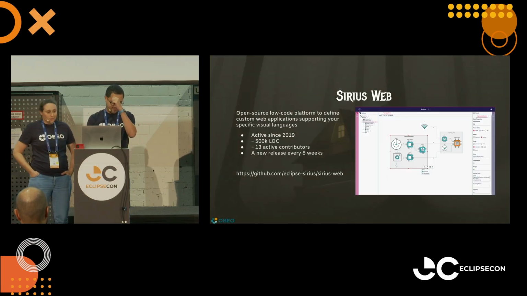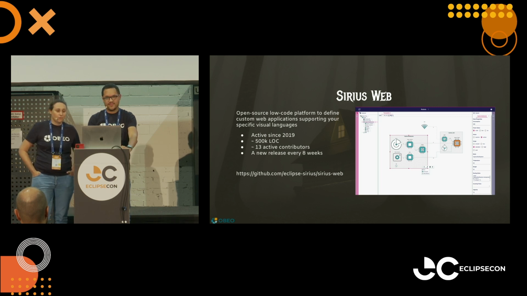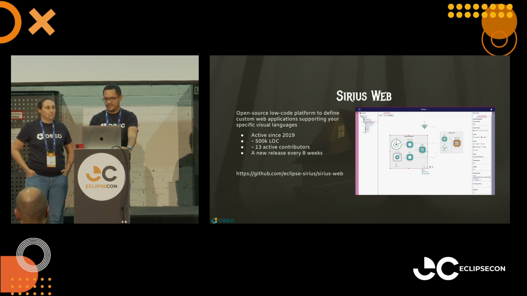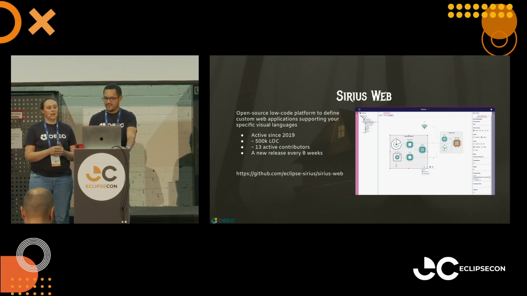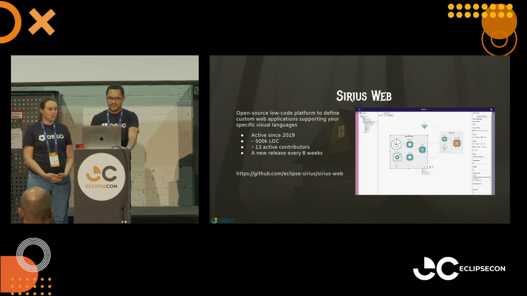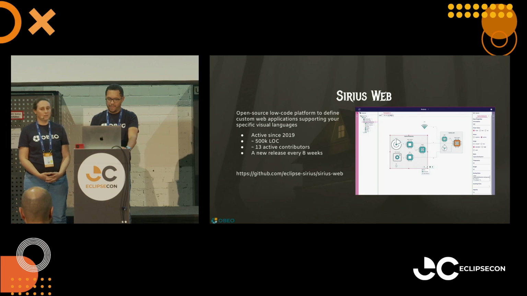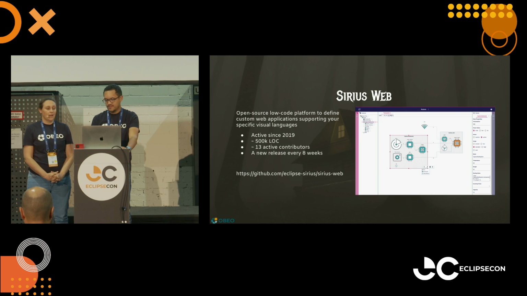So, we're here to talk about architectural change, of course, but first, let's share a bit about our context. The story we are going to tell you took place around an open source software project called Sirius Web. Sirius Web is a low-code platform that allows users to create web applications for graphical languages. The project was started almost 5 years ago, and we currently have around 13 active committers. We release a new version every 8 weeks, and the code base consists of roughly 500,000 lines of code.